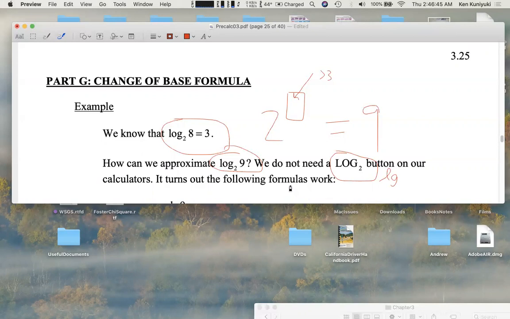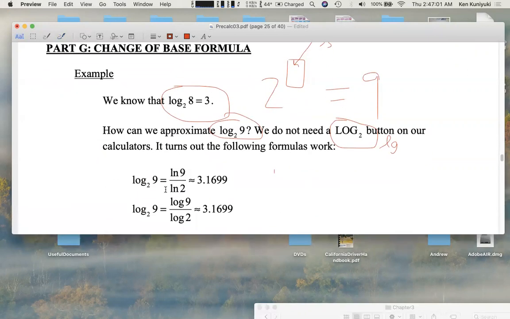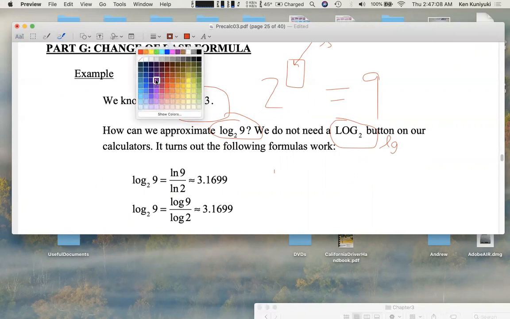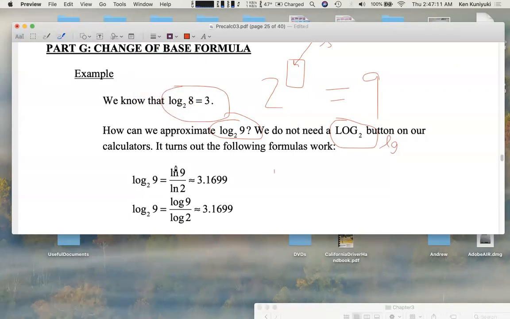Okay, well, it turns out there is a way to approximate log base 2 of 9. It's going to be an irrational number, so we're going to be rounding this thing off. So here is our formula. In fact, there are several ways you can do this. So we can say that log base 2 of 9 is ln of 9 over ln of 2, the natural log of 9 over the natural log of 2.